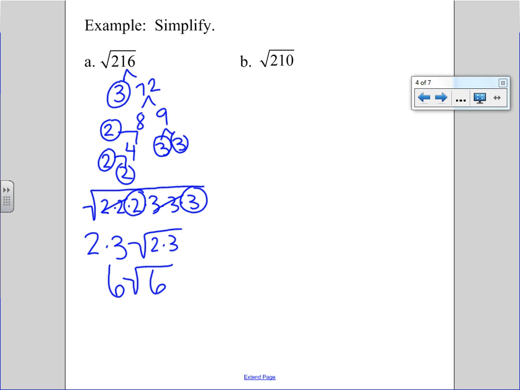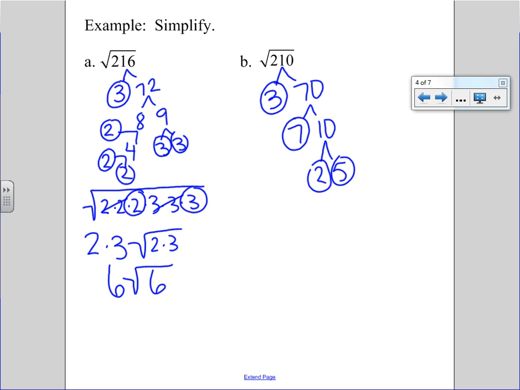Okay, on B we're going to split it into the prime factorization again. So 210 will split into 3 and 70. 3 is a prime. 70 splits into 7 and 10. 7 is a prime. 10 splits into 5 and 2.